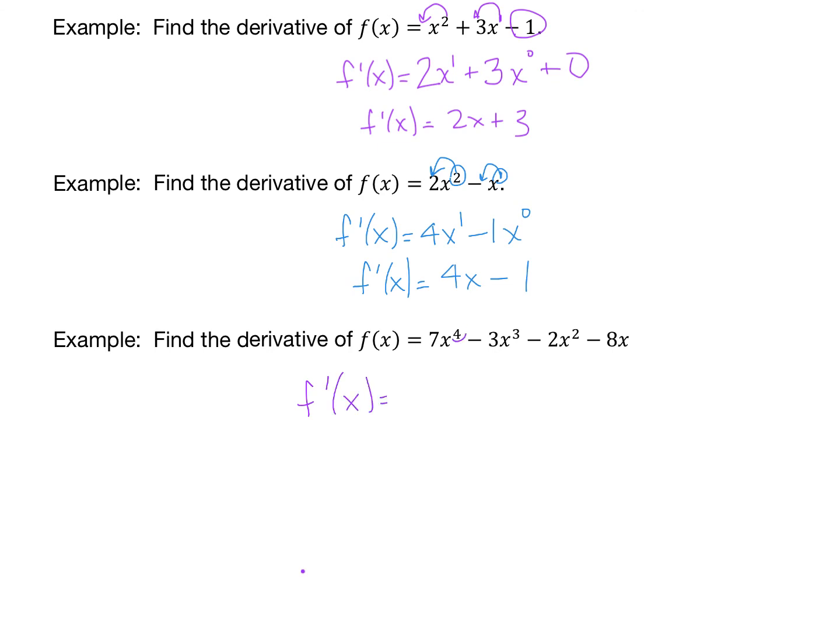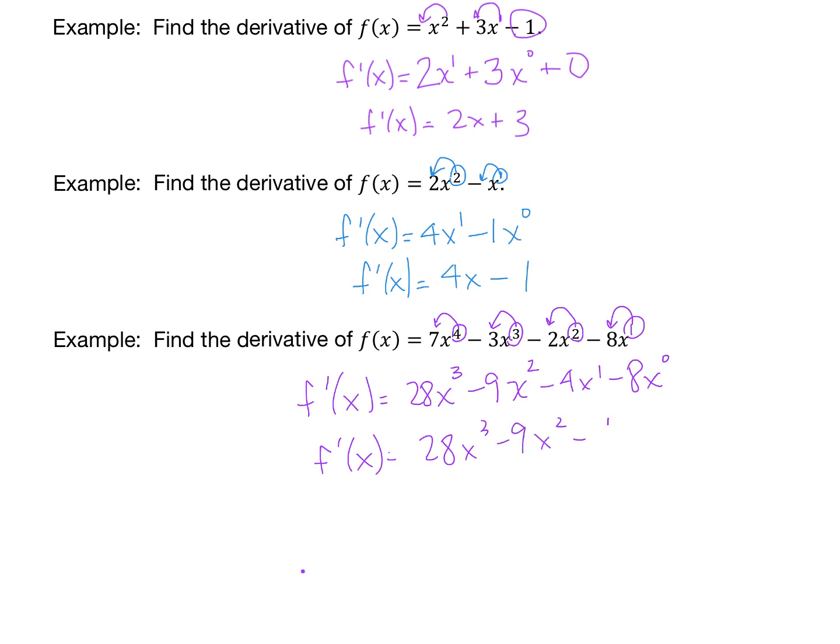I'm going to take the exponent, multiply it by the coefficient, write down my x, lower the exponent by 1. Take the exponent, multiply it by the coefficient, write down x, decrease the exponent by 1. And lastly, take that exponent, multiply it by that coefficient, write down x, and lower the exponent by 1. So if I clean this up, I end up with 28x cubed minus 9x squared minus 4x minus 8. Don't hate me.